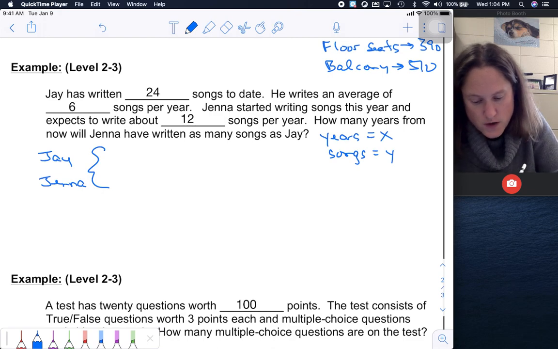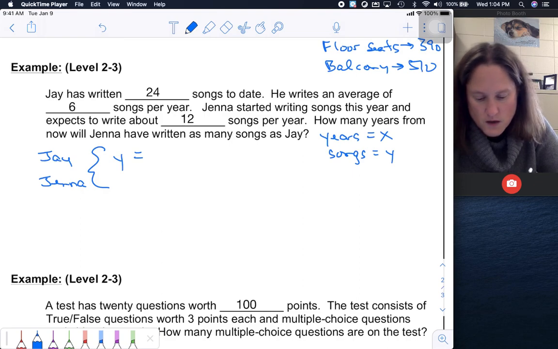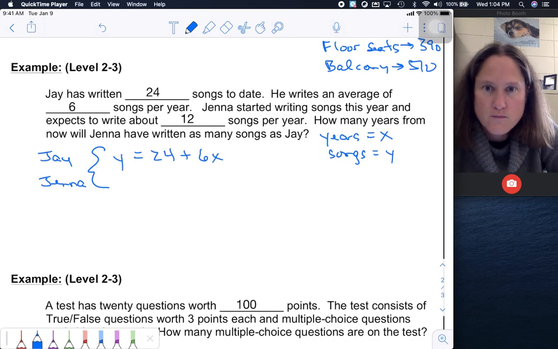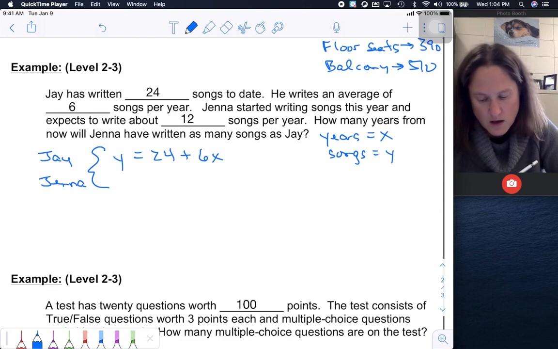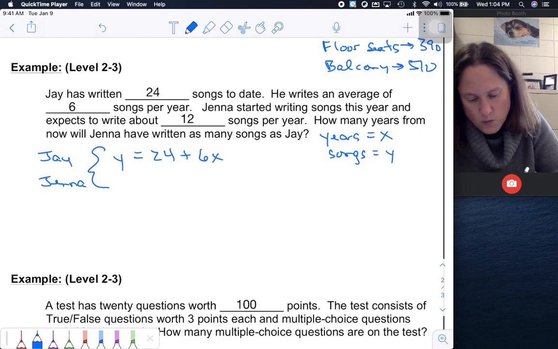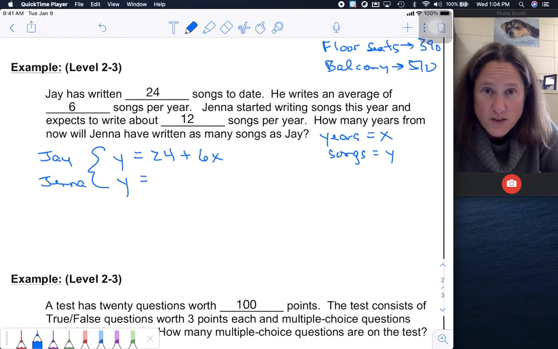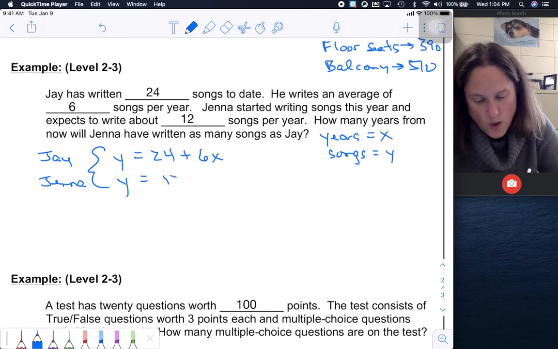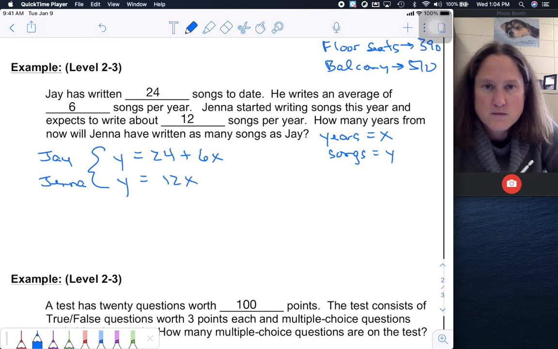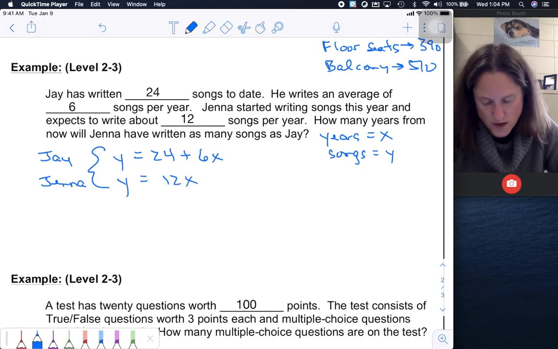So the songs that Jay has is going to be equal to the total 24 that he's written to date plus 6 for every year hereon after. So that'll have to get multiplied by X because that's the number of years. Then for Gina, Y, the total songs, is equal to, she doesn't start with anything, so it's just going to be 12 times X, 12 times each year she's writing.